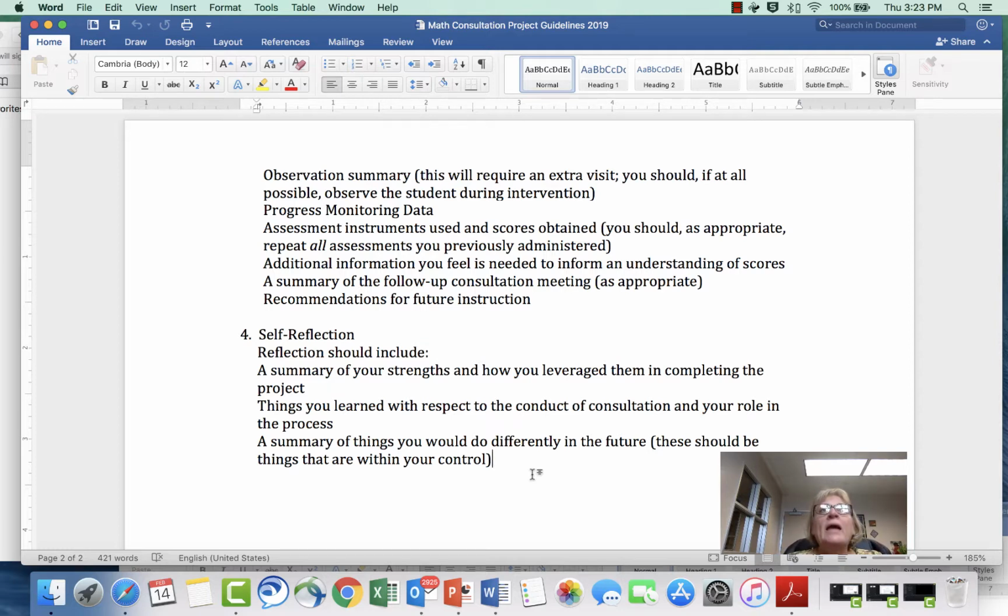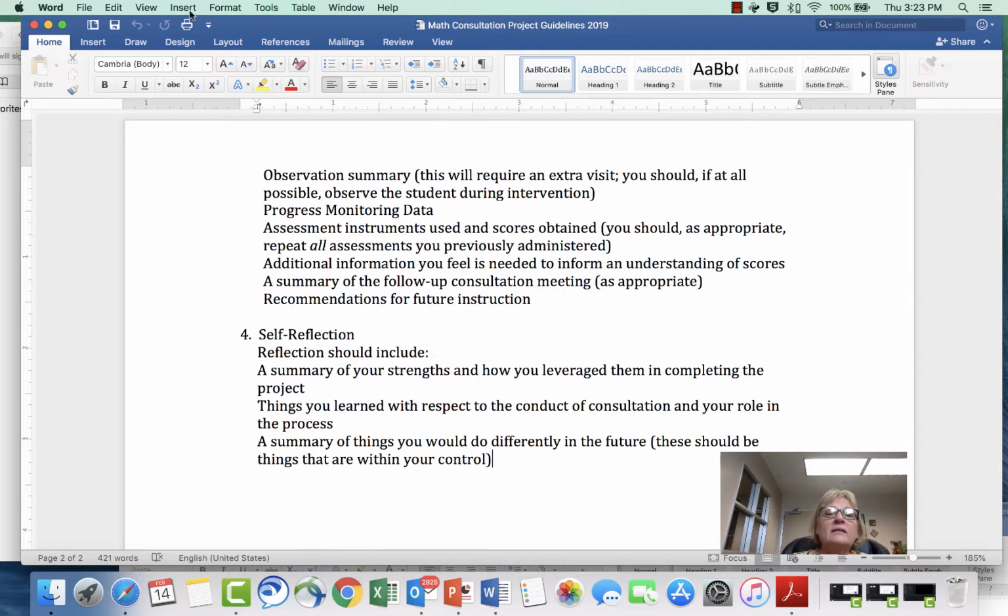And look, there may be all kinds of things that you would recommend be done differently in terms of the instructional arrangement or whatever that's going on with the student you're working with, but this is supposed to be focused on you. What did you learn about yourself, and what would you do differently going down the road?